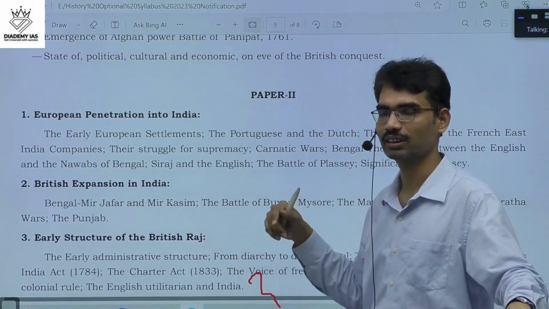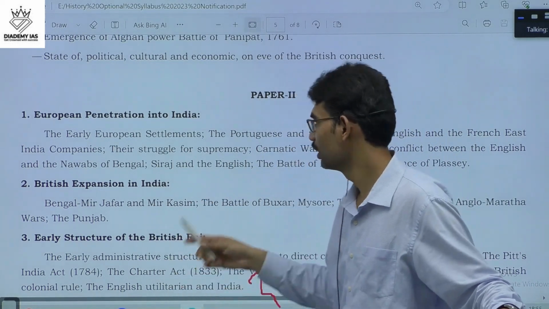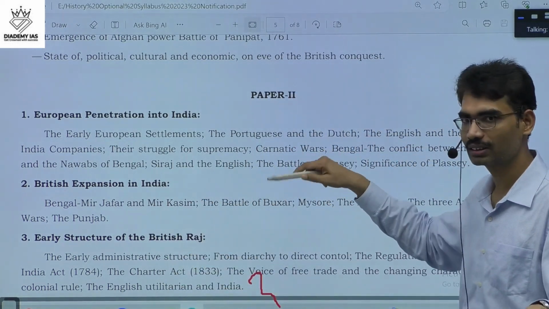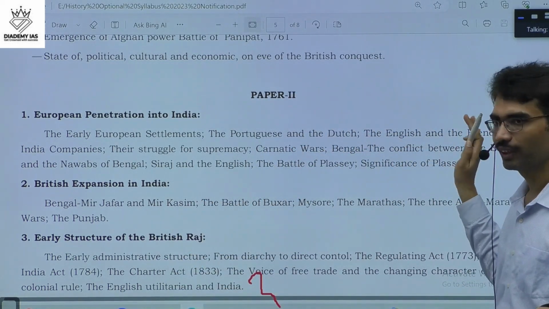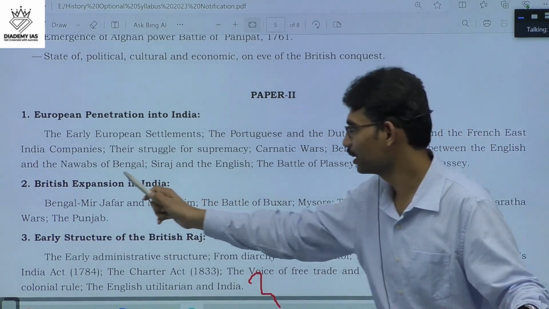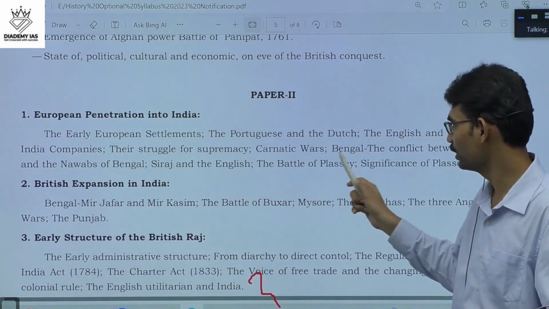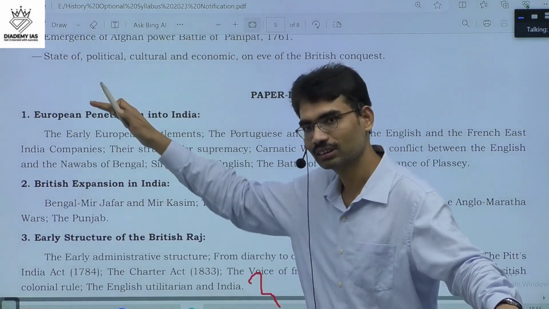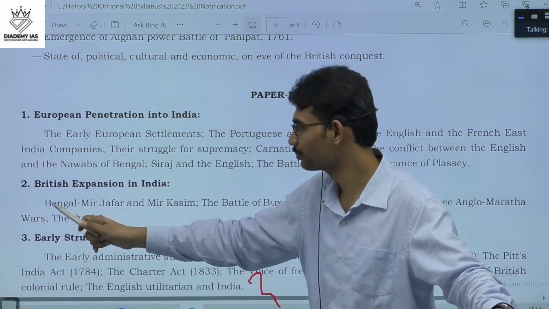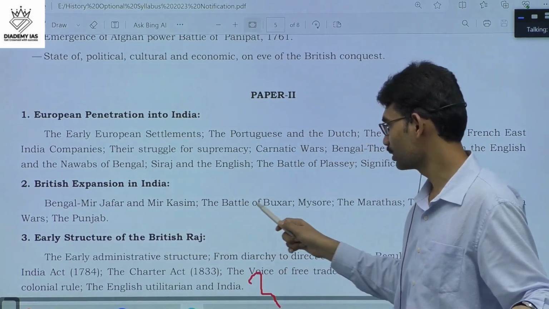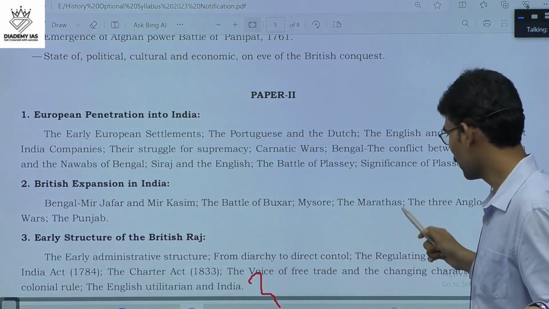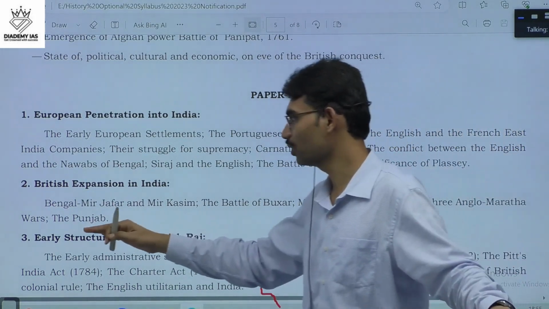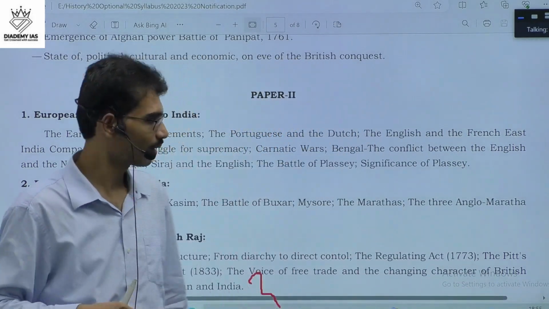Different geographic locations, in which locations they fought. Carnatic area, that is Madras and below that. Bengal, they were fighting, conflict. And the Nawab of Bengal, Sirajuddaula and the Battle of Plassey, the significance of Plassey. Then British expansion, the extension of this chapter only. Bengal conquest, then Mysore conquest, Maratha land and 3 Anglo-Maratha wars and Punjab.